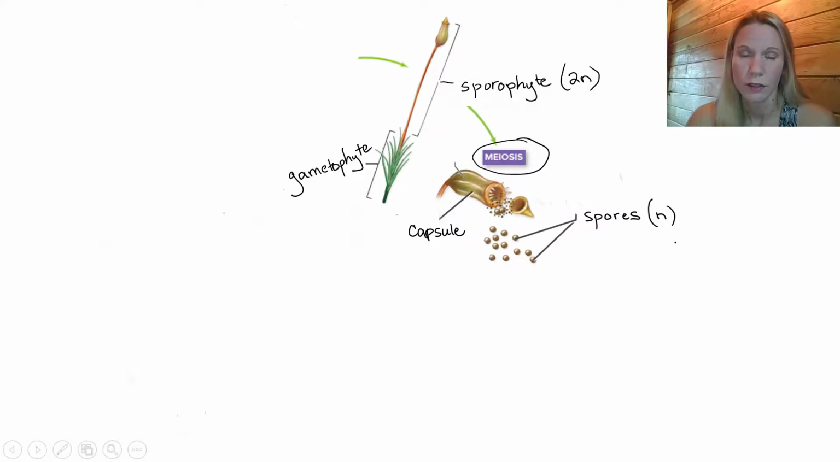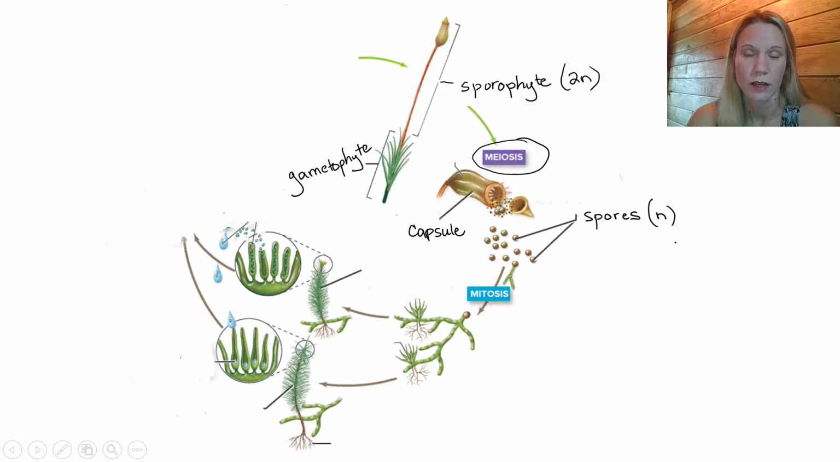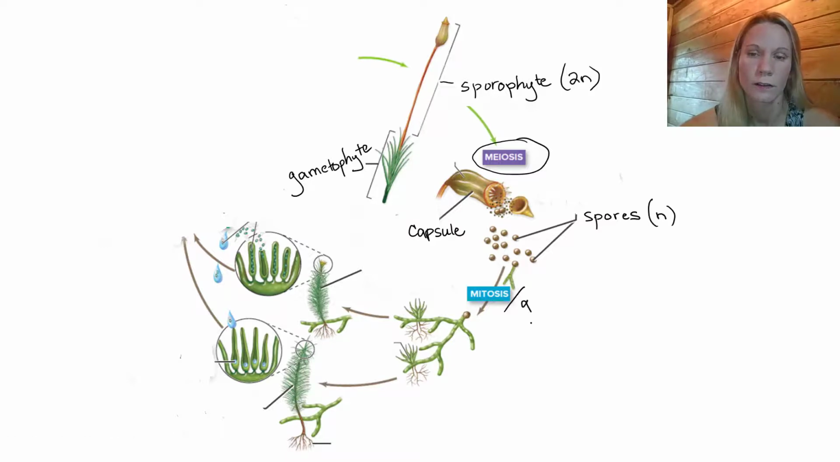A spore grows into a gametophyte. Here we see one of the spores start to germinate. We use that word a lot in plants. It means to grow by mitosis. So, germinate.